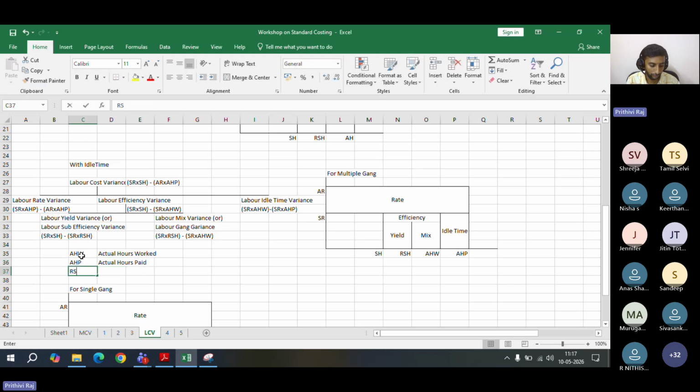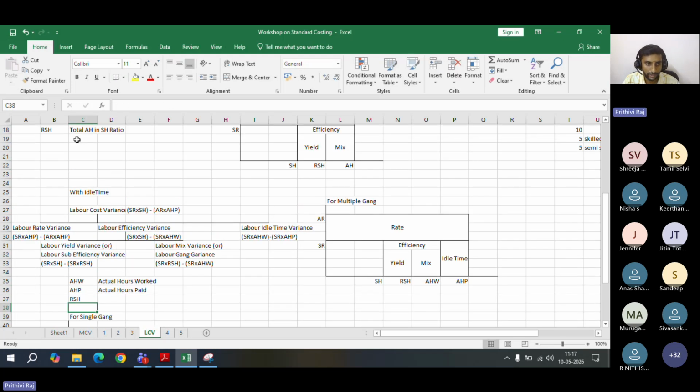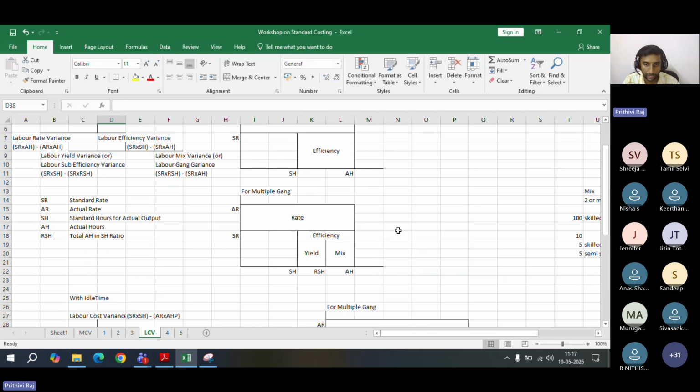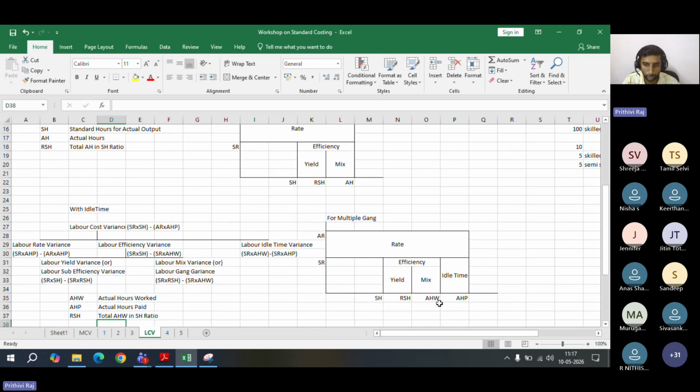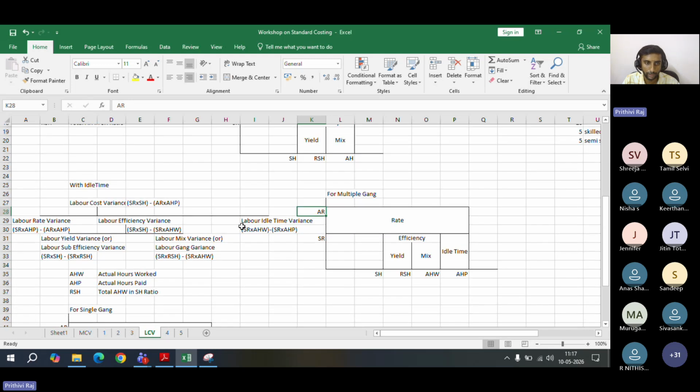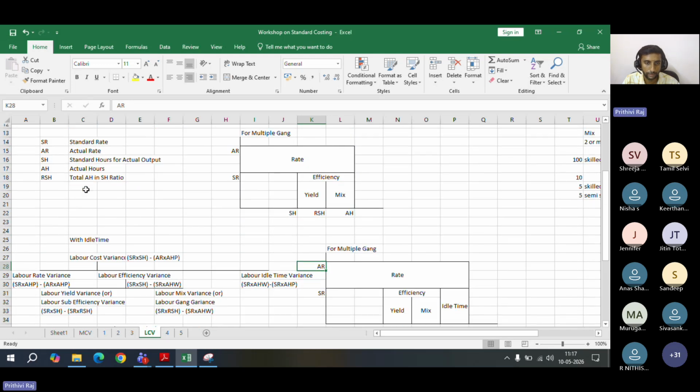Now the RSH definition, what we have seen here, total AH in SH ratio. Now what is needed here for the mixed variance? AHW, so that it changes to total AHW in SH ratio. To calculate the efficiency, we need AHW. So RSH is total AHW in SH ratio. Other things are the same. SH is standard hours for actual output. SR is standard rate. AR is actual rate, which I already gave here. Okay.